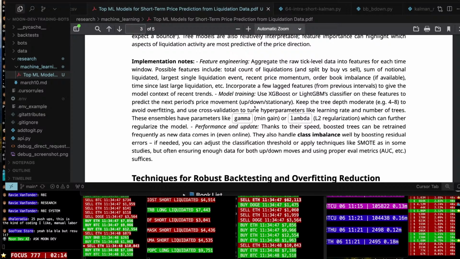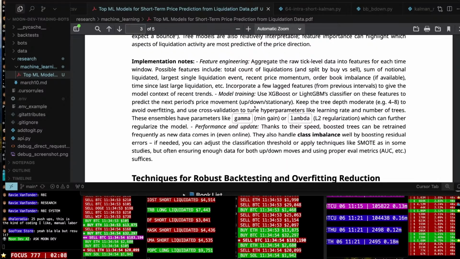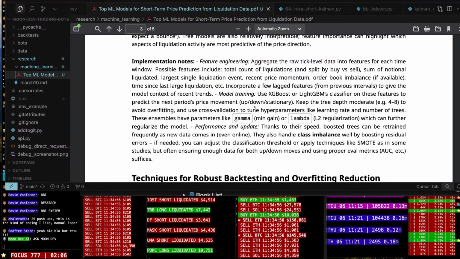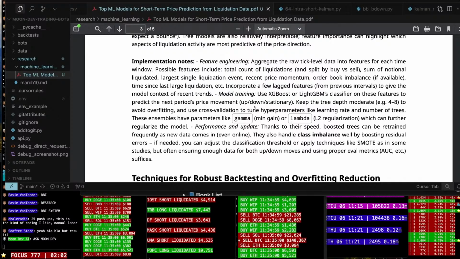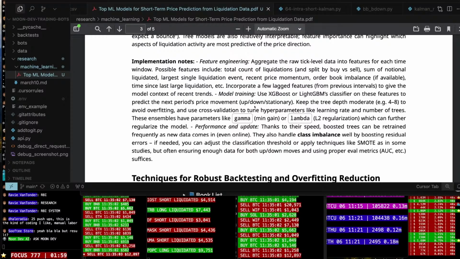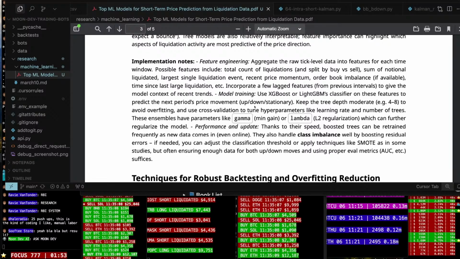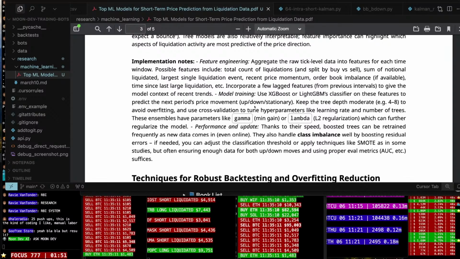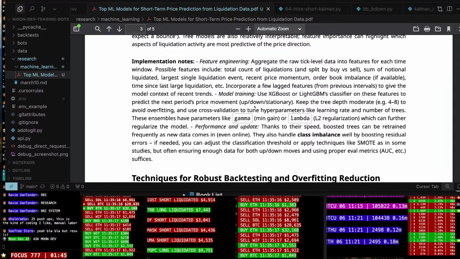Model training. Use XGBoost or LightGBM's classifier on these features to predict the next period's price movement: up, down, or stationary. Keep the tree depth moderate to avoid overfitting and use cross-validation to tune hyperparameters, like learning rate and number of trees. These ensembles have parameters like gamma, min gain, or lambda, L2 regularization, which can further regularize the model.